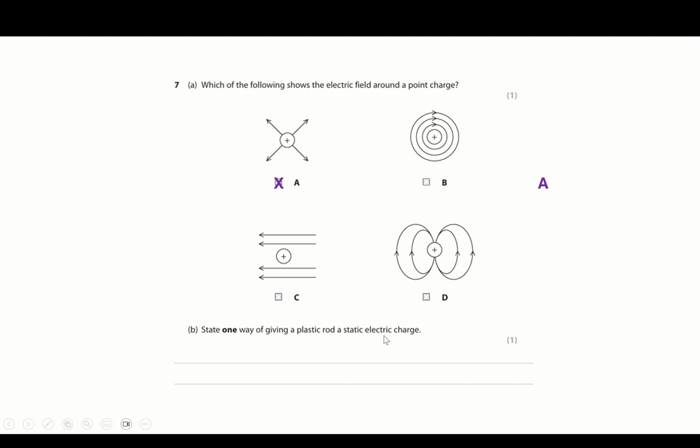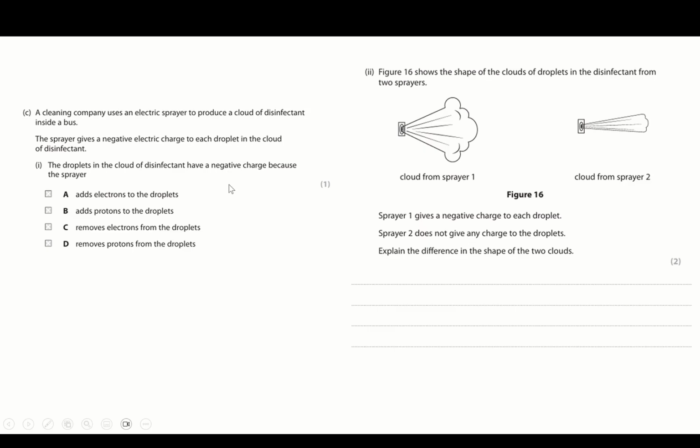Give one way of giving a plastic rod a static charge. If you were to write in here, just rub it, you're going to get a loser mark. We've got to rub it with an insulator. So we could say charging by friction, or rub the rod with an insulator, that is a cloth. A cleaning company uses an electric spray to produce a cloud of disinfectant inside the bus. They give the spray a negative charge to each droplet. It then says the droplets have a negative charge because, and I keep saying to you, the only one we can move is electrons. So it's negative because we've added electrons.